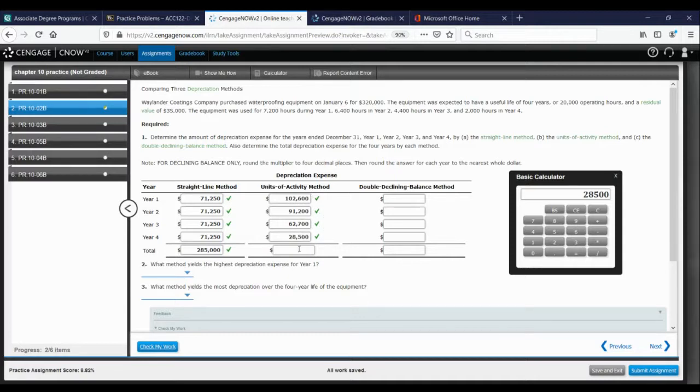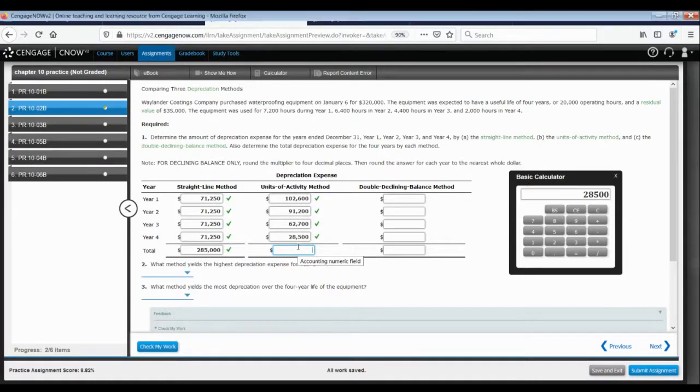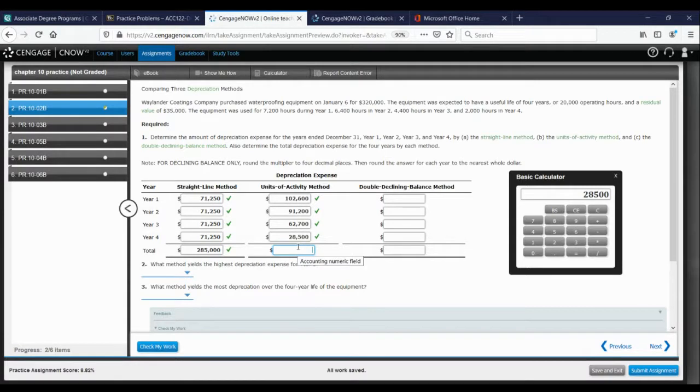Now, what they wanted you to do in this problem is no journal entries, no balance sheets or income statements that you have to prepare. They simply wanted you to add up all the depreciation expense for the 4 years.